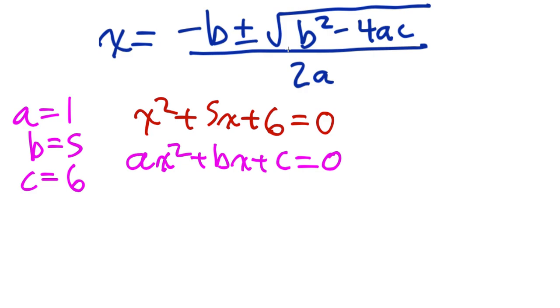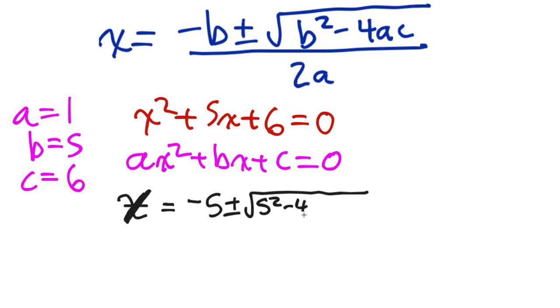Plugging it into this guy, the negative b plus or minus square root of b squared minus 4ac over 2a, we're going to have x. Okay, that's an x, so it looks like an asterisk. That's going to be negative b. Instead of negative b, it's going to be negative 5 plus or minus square root of b squared minus 4ac. That would be 5 squared minus 4 times a, which is 1, and then c is 6, all over 2 times 1.